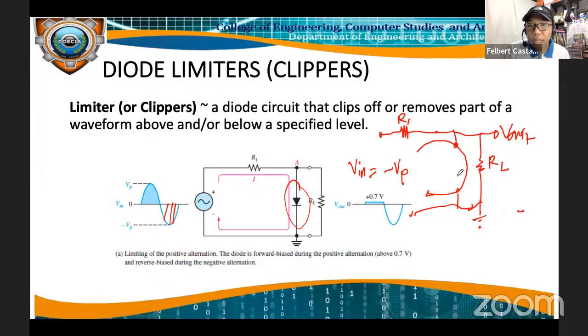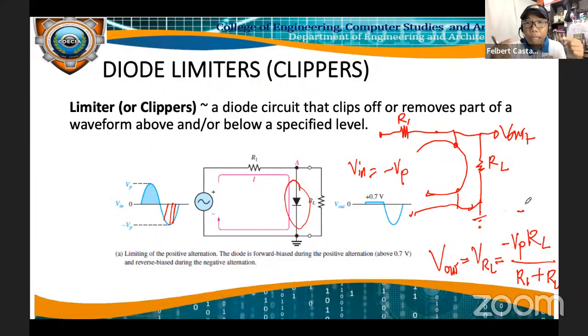So paano ba yun, sir? Kaya nga yung voltage divider na sinasabi ko. So sa voltage divider, para makuha yung voltage output, tandaan na voltage output is equal to the voltage drop across the load resistance. So, and that is what? Input, which is negative VP times the R sub L all over total resistance. So that is what? R sub 1 plus R sub L. So ito yung voltage divider.